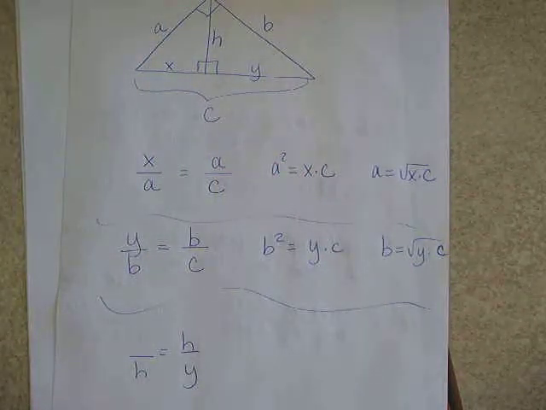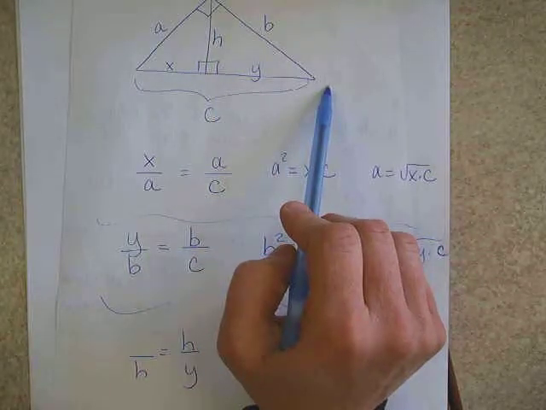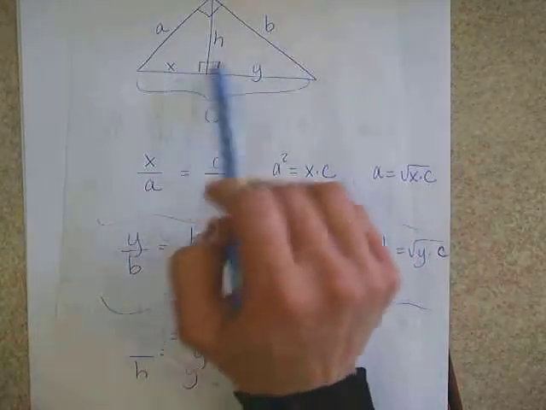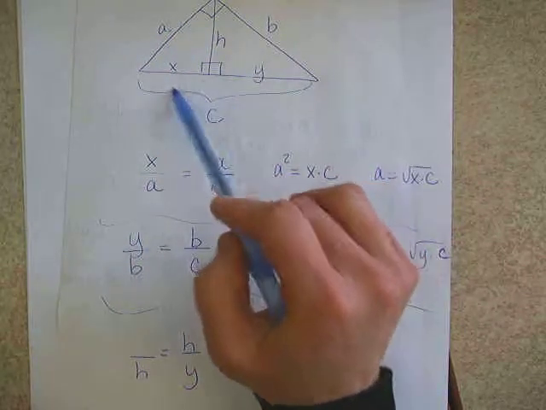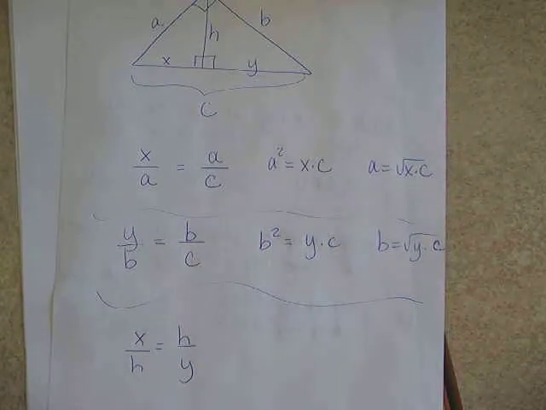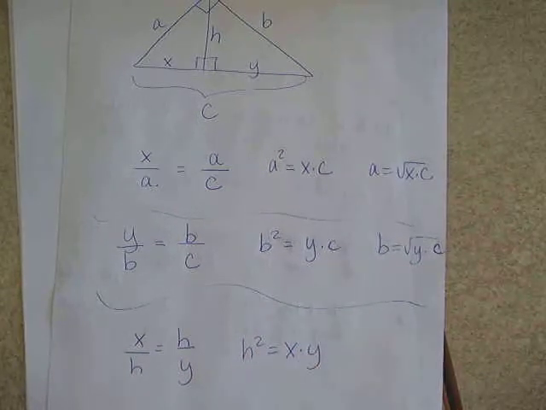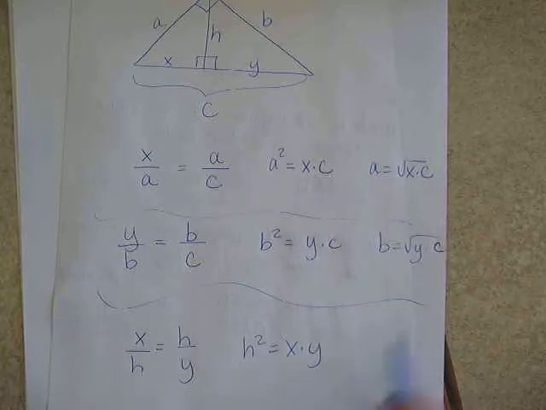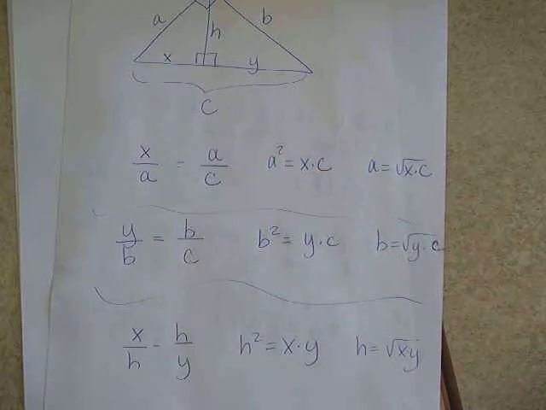What other piece do we need? So we have short leg over long leg. So if h is the long leg of this small one, what is the short leg? X. So h squared would be x times y, or solving for h would be the square root of x times y.